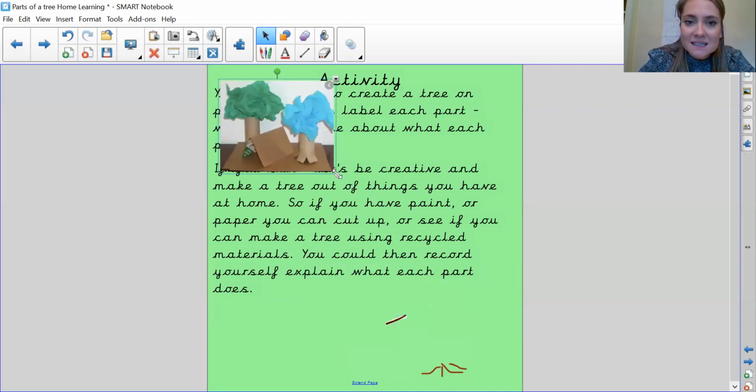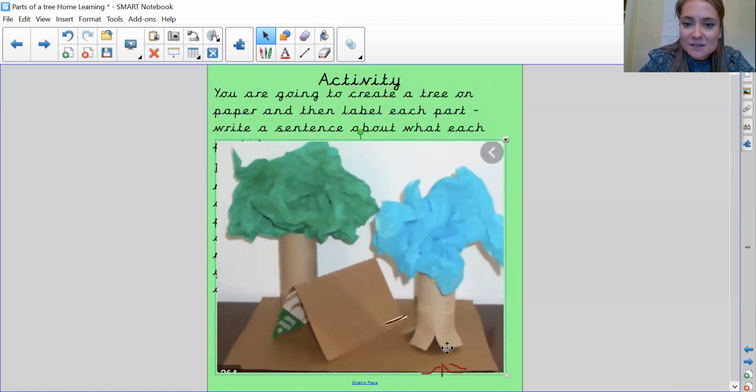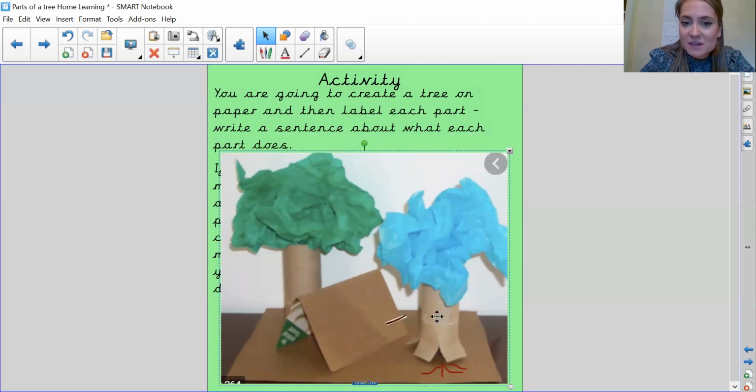So this is some work that we did last year, similar to this one. Can you see? So I've made my tree here, and they've made it out of some kitchen roll. And then they've added tissue paper to the top to make the leaves. And can you see there's some branches down here? You could use pieces of yarn or some string to make the roots at the bottom. You could also make the branches growing up if you wanted to. So see if you can make the tree and all of the different parts and then record yourself telling me what all of the different parts of your tree do. Do you think you could do that?